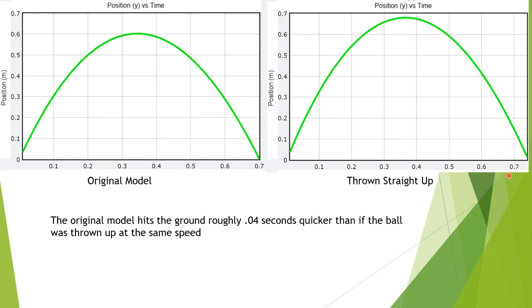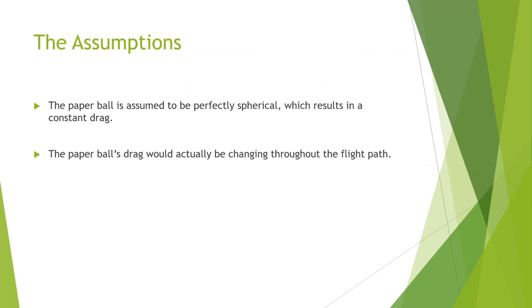As you see, this one takes 0.74 seconds to hit the ground, and this one takes 0.7. So that's about a 0.04 second difference, which is not big, but the original definitely takes less time to hit the ground. In this lab, the paper ball is assumed to be perfectly spherical, which resulted in constant drag. In reality, this is not true.